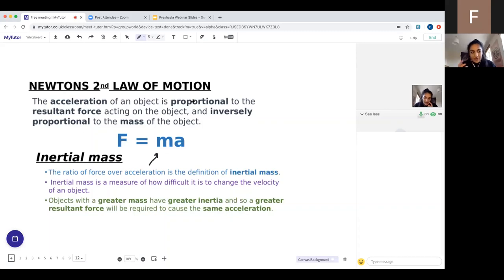So let's take, for example, a car and a ball. So the car obviously has a much greater mass than the ball. So because the car has a greater mass, it has a greater inertia. And therefore, we need to use a greater force to cause the same acceleration as a ball. Okay, so if we want the ball to accelerate 3 meters per second squared and the car to accelerate 3 meters per second squared, we need to push the car much harder than we need to push the ball because of this idea of inertia.